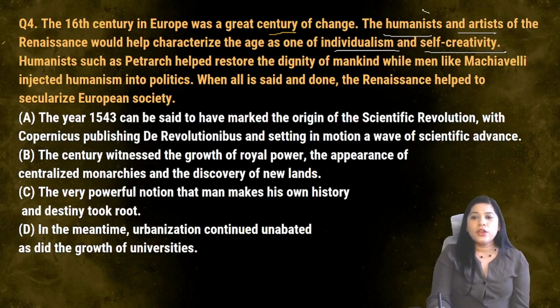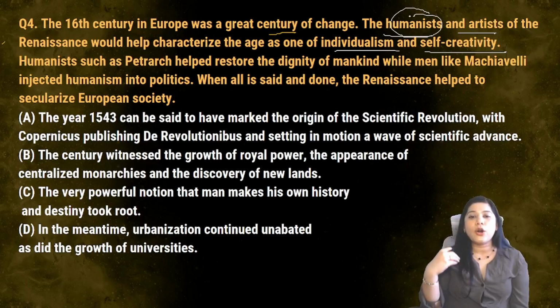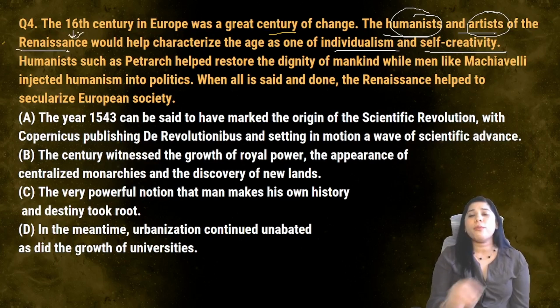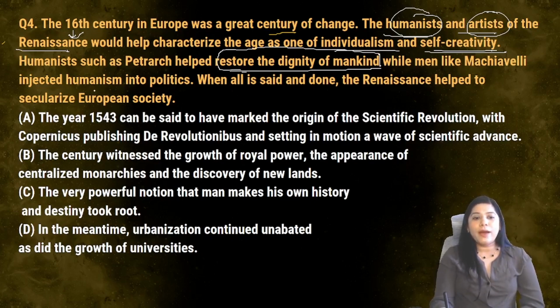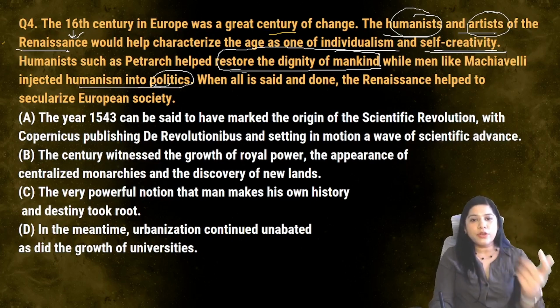So at that time, humanists, as in people who were thinking about human rights, how we can live in a smarter, more intelligent way. All those people, and then artists, great artists of the Renaissance. The Renaissance is the 16th century time where Europe saw many great people actually. So it would help characterize the age as one of individualism and self-creativity. So this was a time of all these things. Humanists such as Petrarch helped restore the dignity of mankind, how we should live our life, how we should think, while men like Machiavelli injected humanism into politics, means the right way of doing politics, the right civics and everything, right?